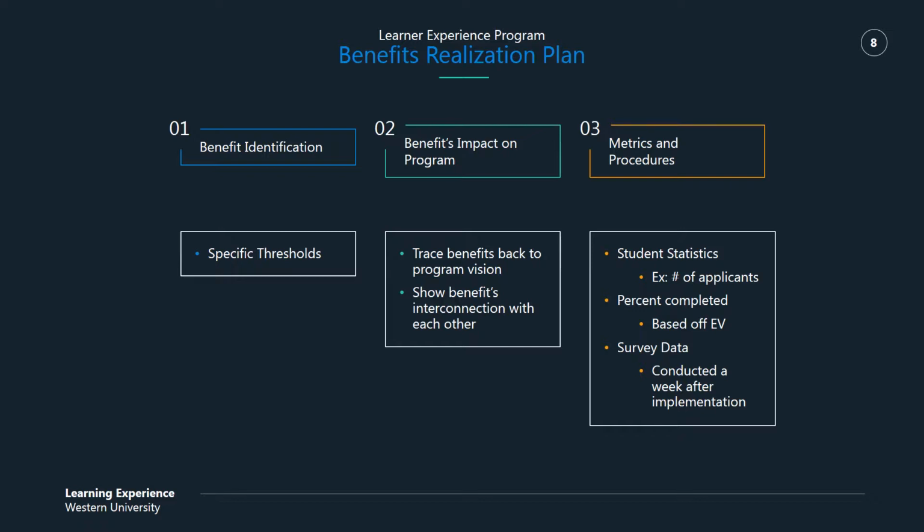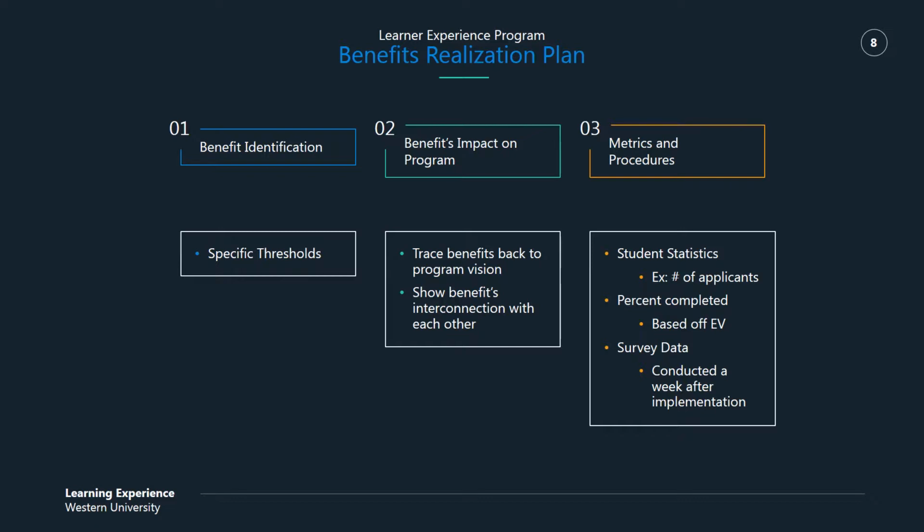Then our benefit impact on program, we need to trace our benefits back to the program vision. So our program vision of being learning centric and reducing matriculation rates, how are each of these benefits working towards that goal? Show our benefits' interconnection with each other. So if one benefit is building off of another, we need to show those connections between the two.